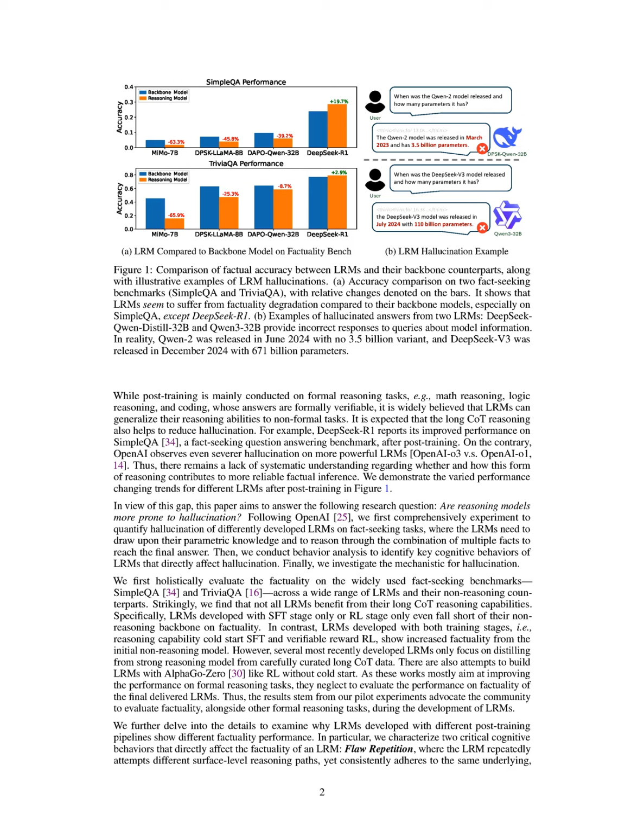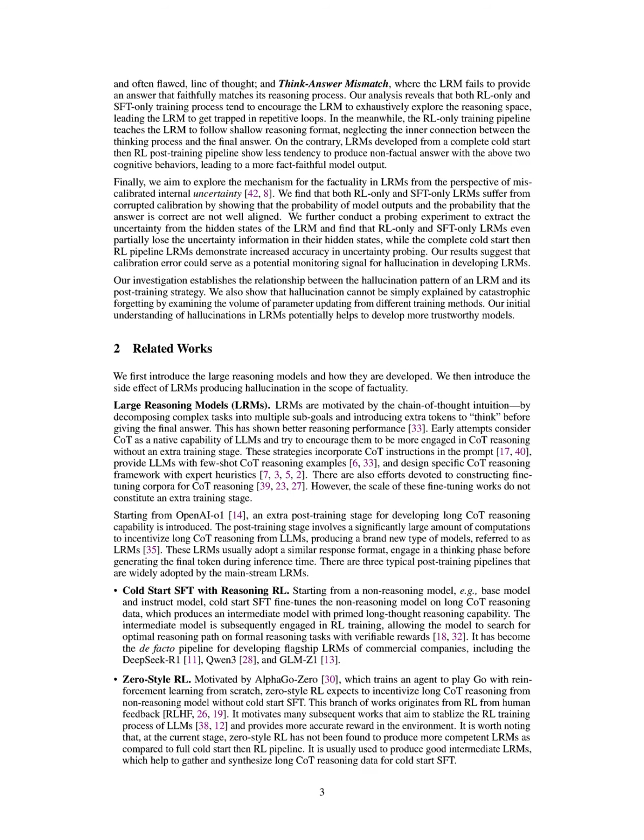Our method aims to systematically investigate and quantify the hallucination effects in large reasoning models, LRMs, by analyzing their performance on fact-seeking tasks, specifically focusing on how different post-training strategies influence hallucination rates. We identify two critical cognitive behaviors, flaw repetition and think-answer mismatch, that contribute to hallucination, particularly in LRMs developed through reinforcement learning, RL only, or supervised fine-tuning, SFT only.